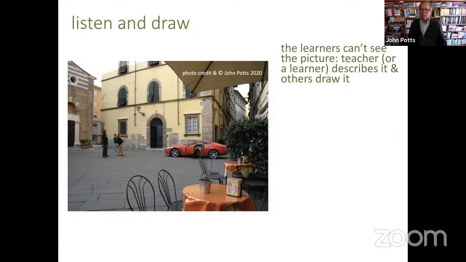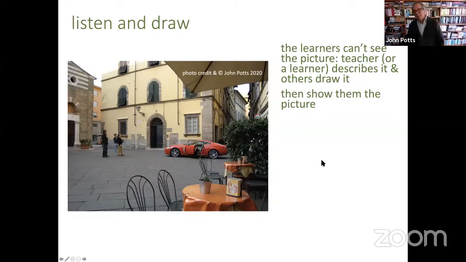best they can. So remember, the learners can't see the picture, only the teacher or one of the learners. And this person describes it as best they can so that the other people can draw it. So you're going to say things like, well, there is a car in the middle, a red car in the middle of the picture, and there's a big building behind with 3 floors, I think, and so on. There is a table with some chairs, etc., etc. Then you show them the picture, and they can see how close their drawing is to the picture.